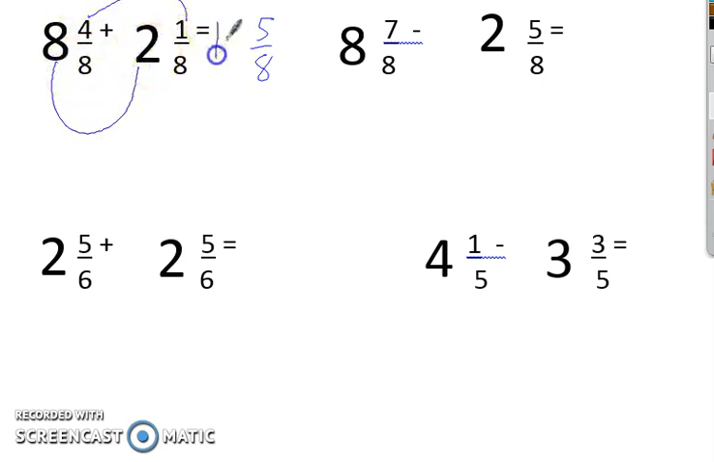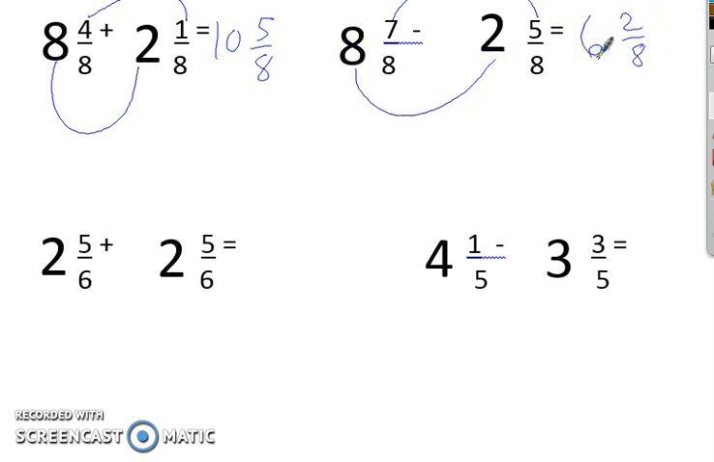So 8 plus 2 is 10. 10 and 5/8. You could have drawn the picture if you wanted, like I'll do down here in just a minute. Check out the fraction part here, 7/8 minus 5/8. Well, that's 2/8. I did not need to borrow or regroup. And then 8 minus 2 is 6.